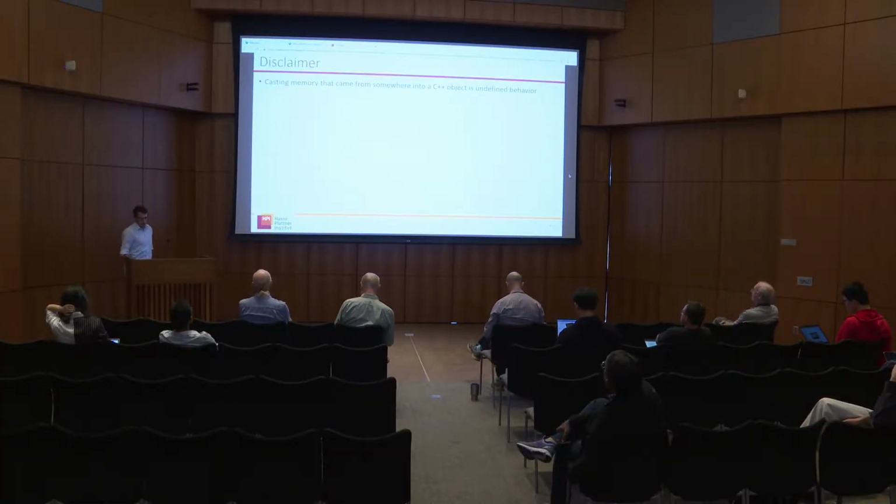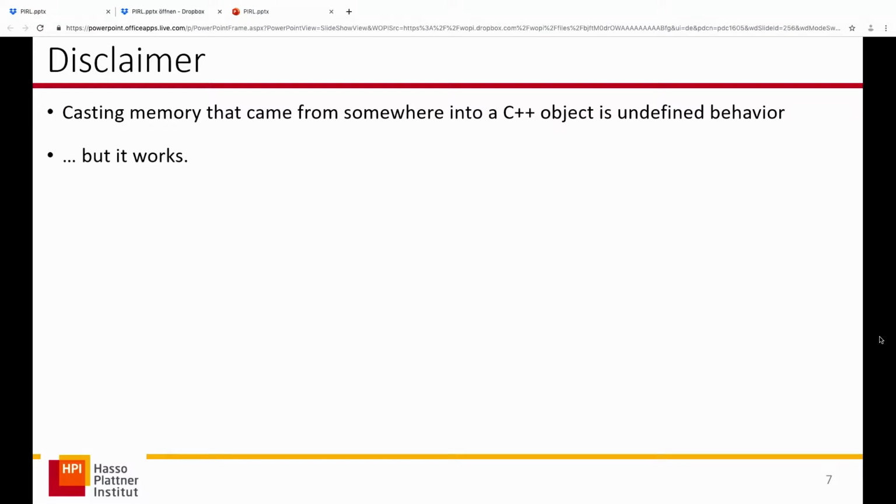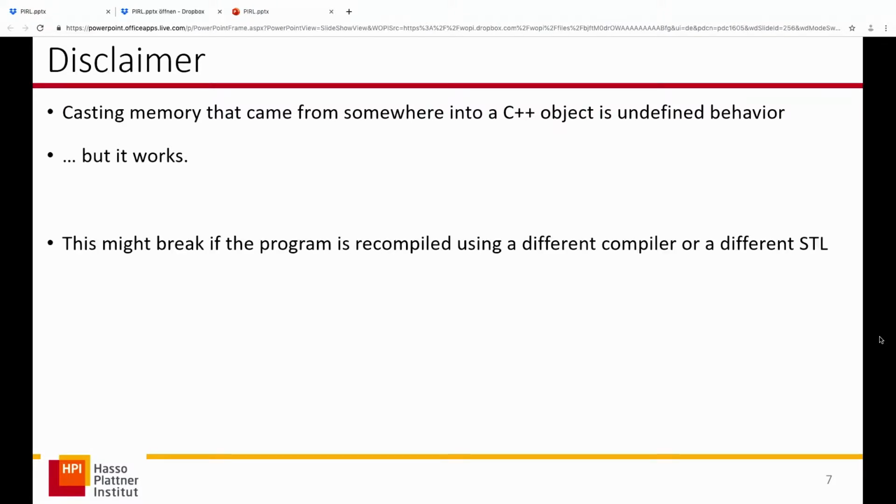data structures. Okay, so I have to do a couple of disclaimers because that topic already came up yesterday. The first thing is, we are casting memory that has been introduced somehow into the process, into objects, and that's undefined behavior in C++, but it works, so that's not too bad. The problem is if you recompile your program, if you use a different STL, or if anything happens that we haven't seen yet, then it might break.